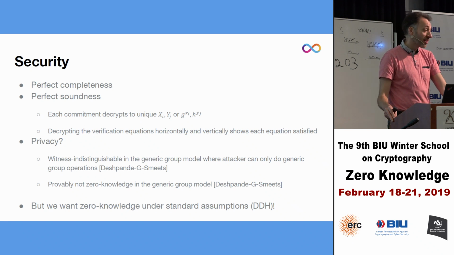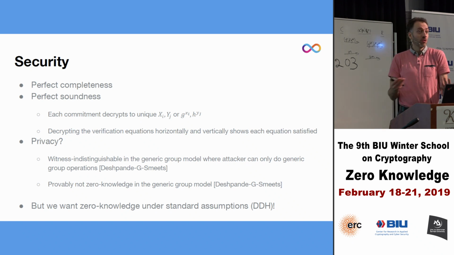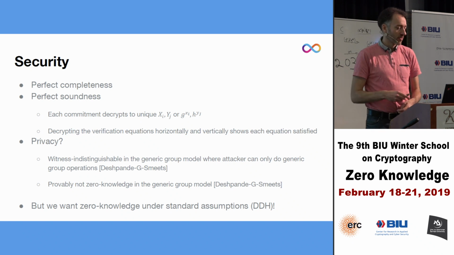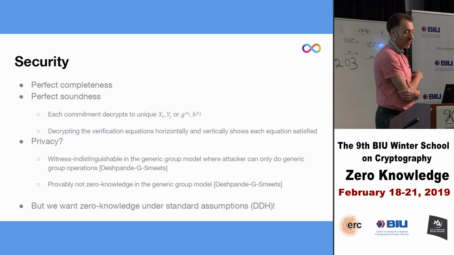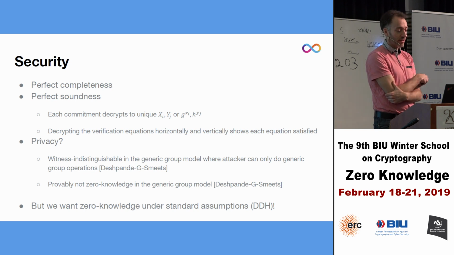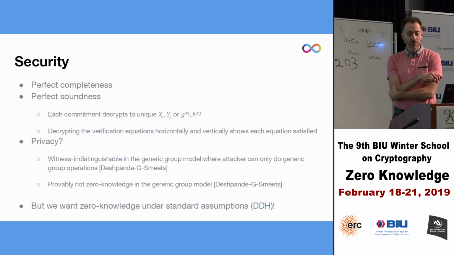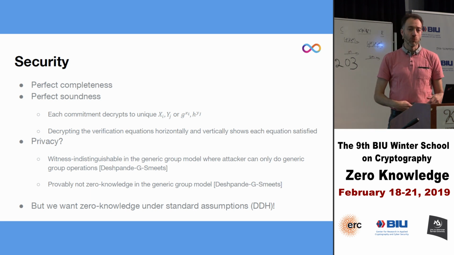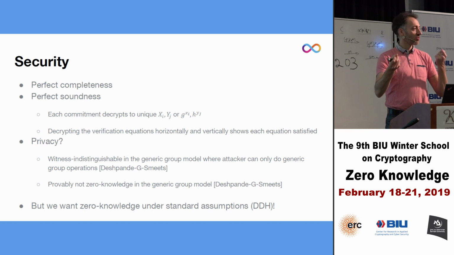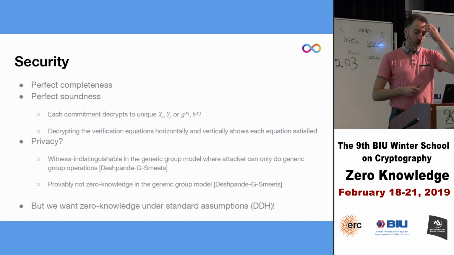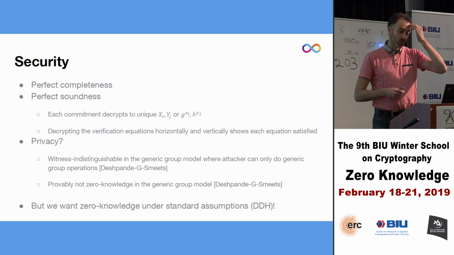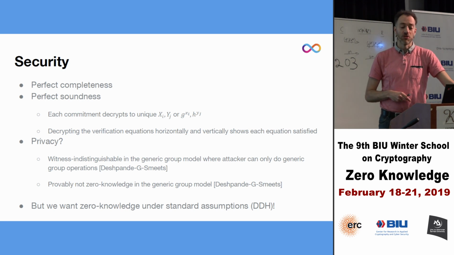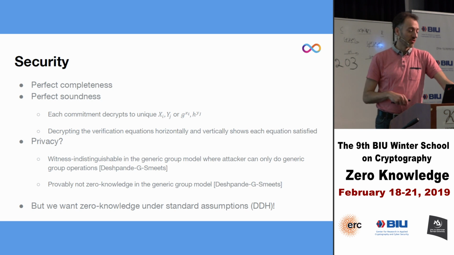Okay. You could ask, what about privacy, right? Because we are doing some encryption, maybe we are hiding something. And it turns out that actually this is witness indistinguishable in the generic group model. So if we assume the attacker can only do generic group operations, then it can actually not distinguish between 2 different witnesses that might have been used. But we also know in the generic group model, we can actually prove that there's no generic group simulator that can give us 0 knowledge. So it's, in some provable sense, not 0 knowledge.